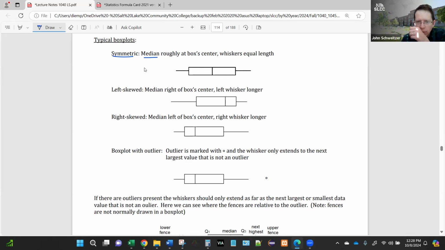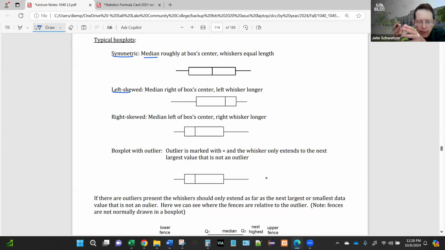Now, if the median is closer to Q3 than it is to Q1, that means it's denser here, right? You have 25% of the data there, and another 25% there, so it's pretty dense on the right. On the left, it's a little bit more spread out, or a lot more spread out. So that would mean we have left skew. We can imagine this would be a left skew distribution.